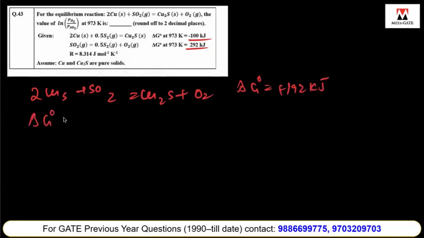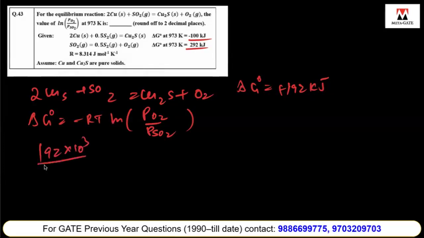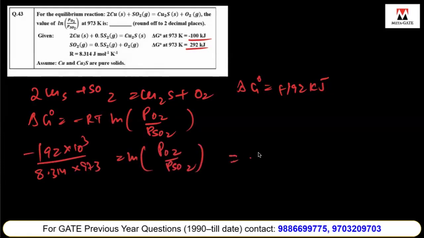So delta G naught is equal to minus RT ln PO2 by PSO2. As Cu and Cu2S are condensed phases, you consider their activities as 1. So 192 into 10 power 3 by minus 8.314 into temperature 973 is equal to ln PO2 by PSO2. So this is the value which is asked, which is equal to minus 23.73.